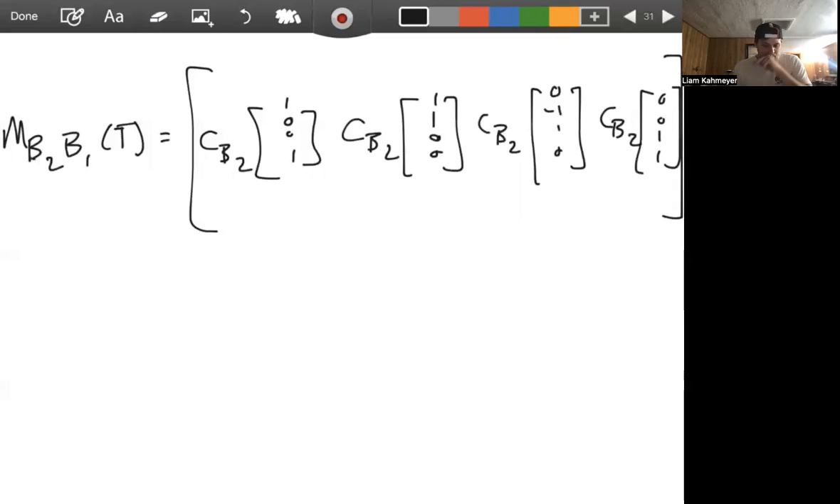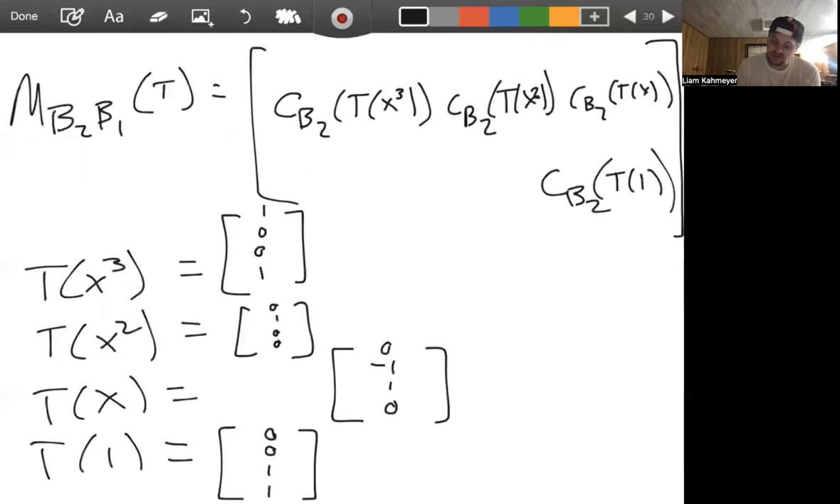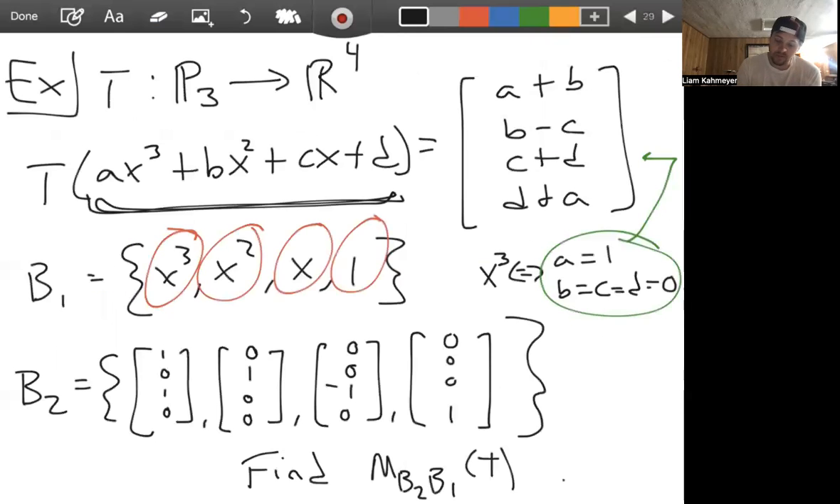So now, where again, these are column vectors. Now let's compute these column vectors. So we need C_B2 of (1, 0, 0, 1). How do we compute C_B2 of (1, 0, 0, 1)? Well, we have to understand what (1, 0, 0, 1) is in terms of the basis elements of B2. That's why it's C_B2.